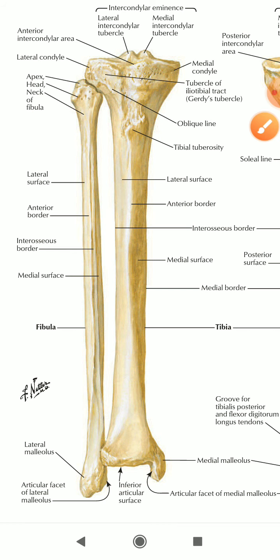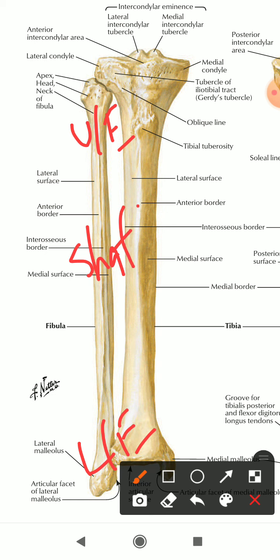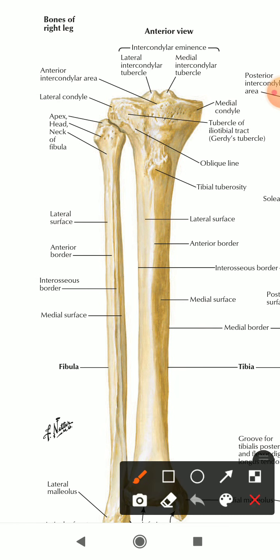Now, what type of bone is the fibula? The fibula is a typical long bone, so it has an upper end, a lower end, and an intervening shaft. Now, move to the upper end. In the upper end, it contains three important features. Number one, it contains a facet.